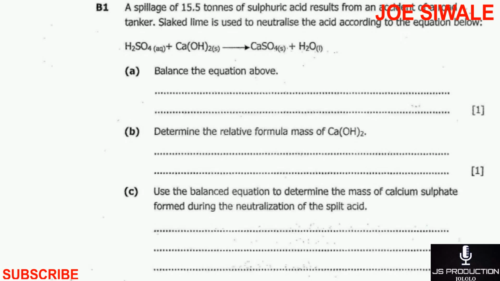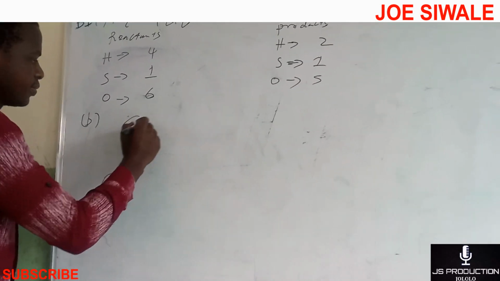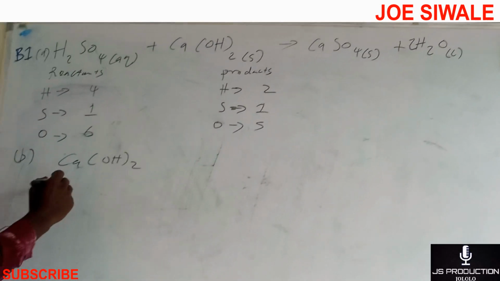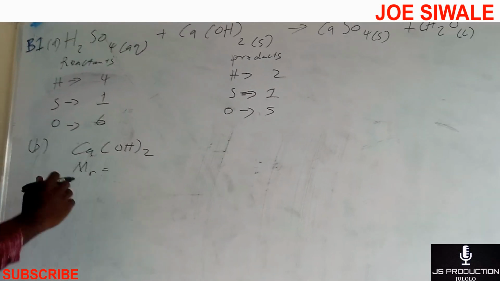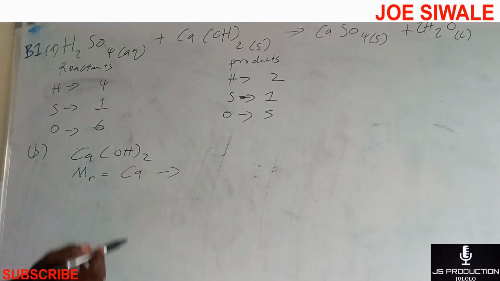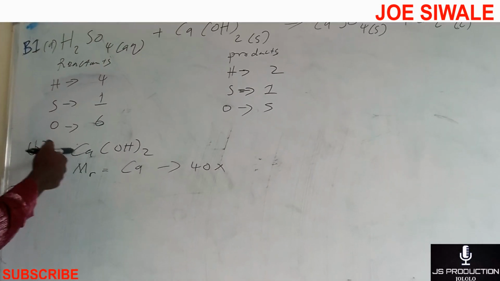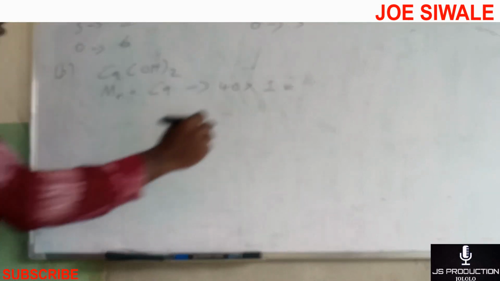Then B. B reads, determine the relative formula mass of calcium hydroxide. So I'm supposed to determine the relative formula mass of calcium hydroxide. So the relative formula mass is represented by Mr, which will be equal to, so I have calcium. The mass number of calcium, I know that it's 40, so I'll say 40 multiplied by, looking at calcium, I only have 1 atom of calcium, multiplied by 1, so 40 multiplied by 1, I have 40.